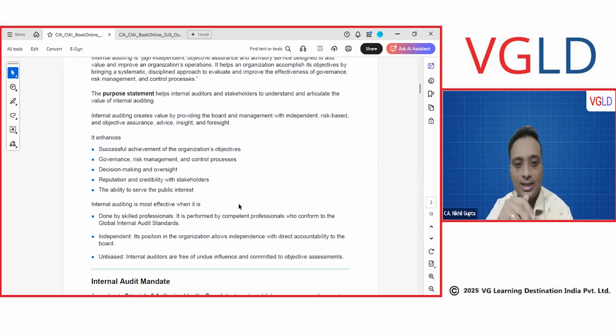Second point, governance, risk management, and control processes. Governance we already talked about. Risk management we have already discussed, control processes as well. Then decision making and oversight. How does it help in decision making?